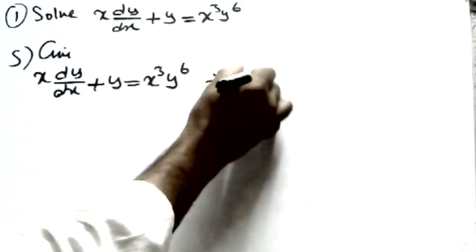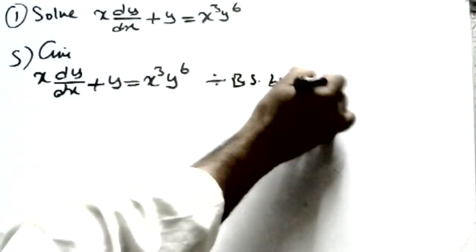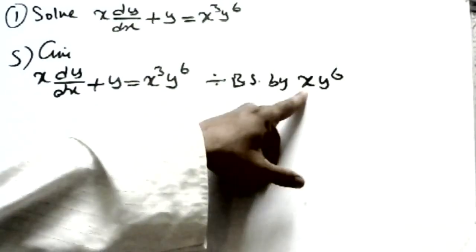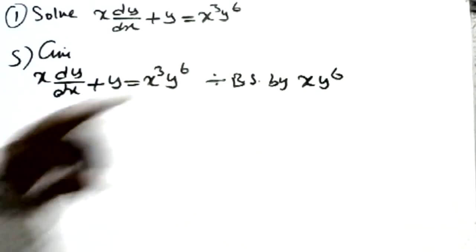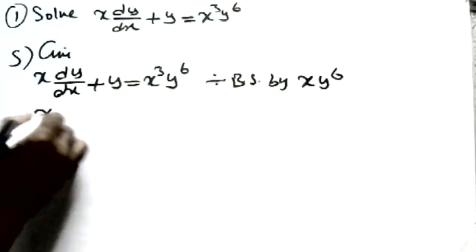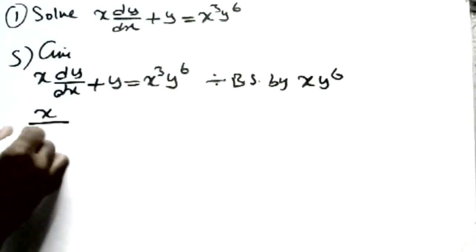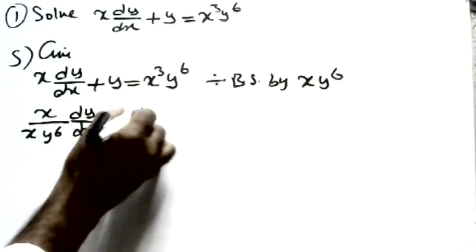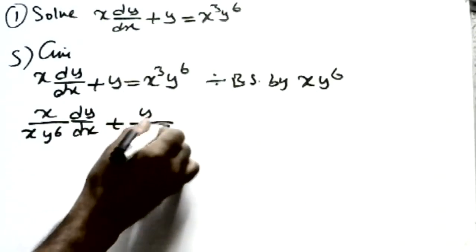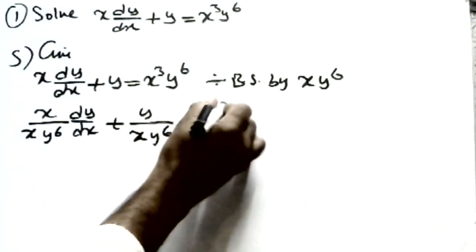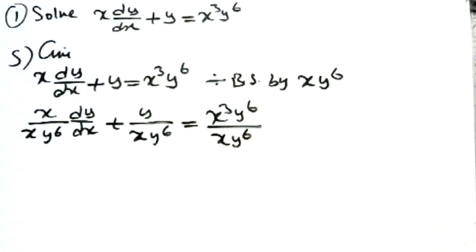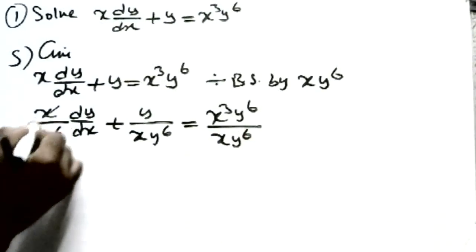Therefore, we should also divide by this x. Divide both sides by x into y power 6. To remove x from here, we are dividing by x. This is the Bernoulli's method. So let me divide each term by x y power 6. X by x into y power 6 dy by dx plus y divided by x into y power 6 equals x cube into y power 6 by x y power 6.